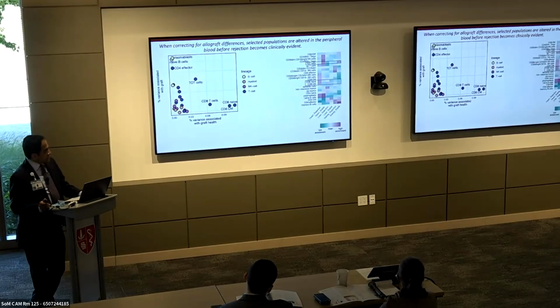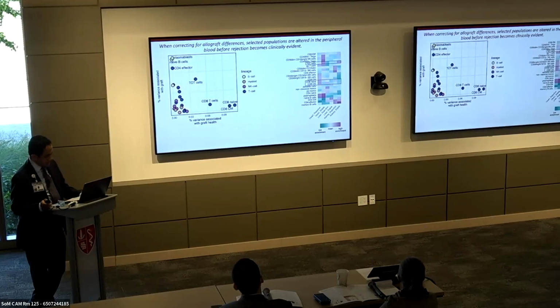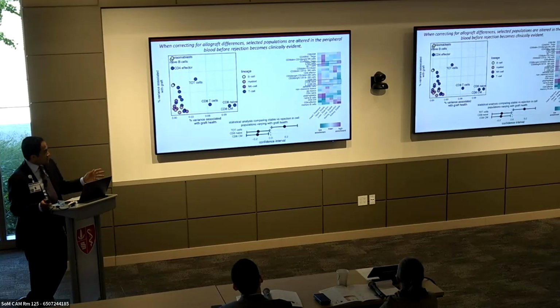When we compare the abundance of these populations between patients who have stable graft function compared to those who are experiencing rejection, across all of the different allograft types that we observed, we saw higher abundance of CD8 naive and CD8 central memory cells in rejecting patients, and lower abundance of TOT cells in these same patients. So for the purposes of this talk, I'm going to focus primarily on the TOT cells because they are ones that we have looked at previously in the lab and are of particular interest to us.